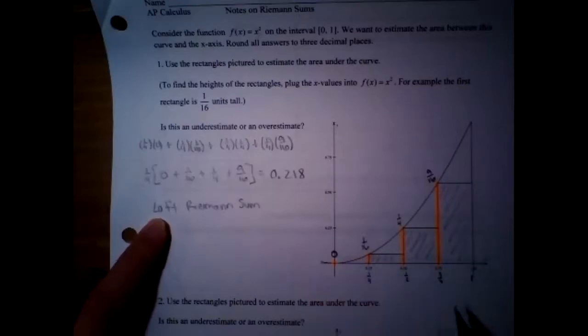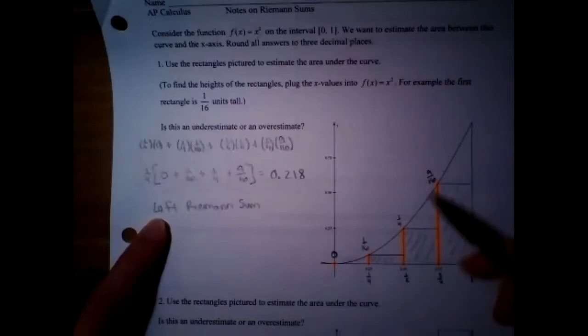When we broke this down into our 4 sub-intervals, we used the left side of it to get the height. So hey guys, if we're trying to get the actual area underneath this graph, is this an underestimate or an overestimate?